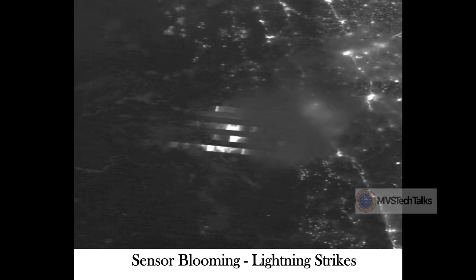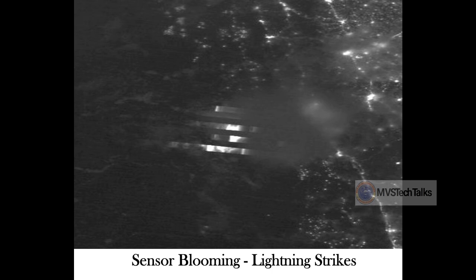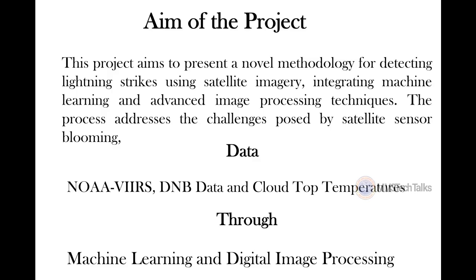Now let's see how lightning is detected. Lightning comes from cumulonimbus clouds because they have very high uplift and very low temperatures of -40 degrees, which is an ideal condition for lightning. But here we have a problem. Detection of lightning was easy, but due to the high intensity of light, the sensor goes into sensor blooming. Sensor blooming makes it hard for us to get accurate data. But we have a solution.